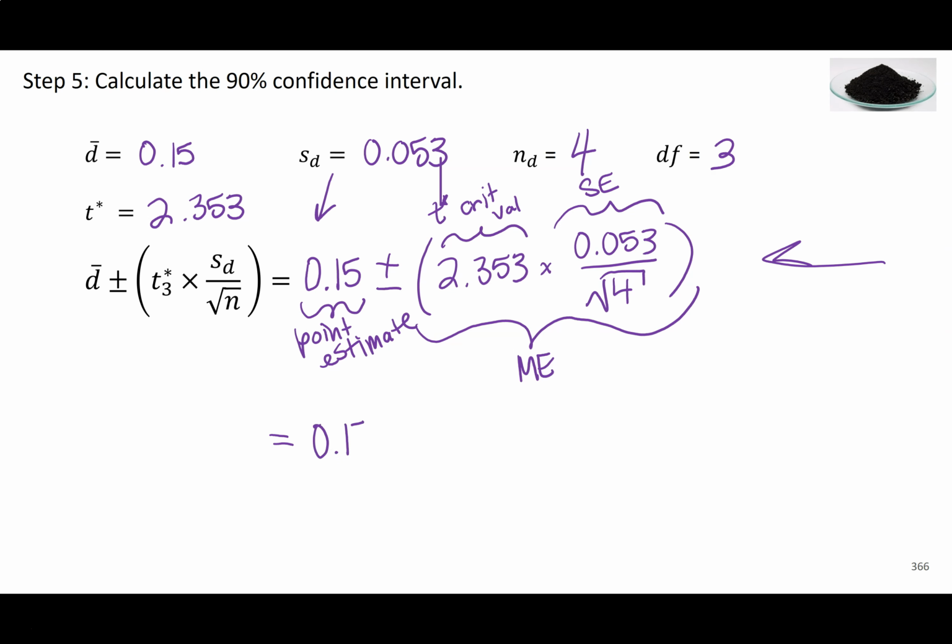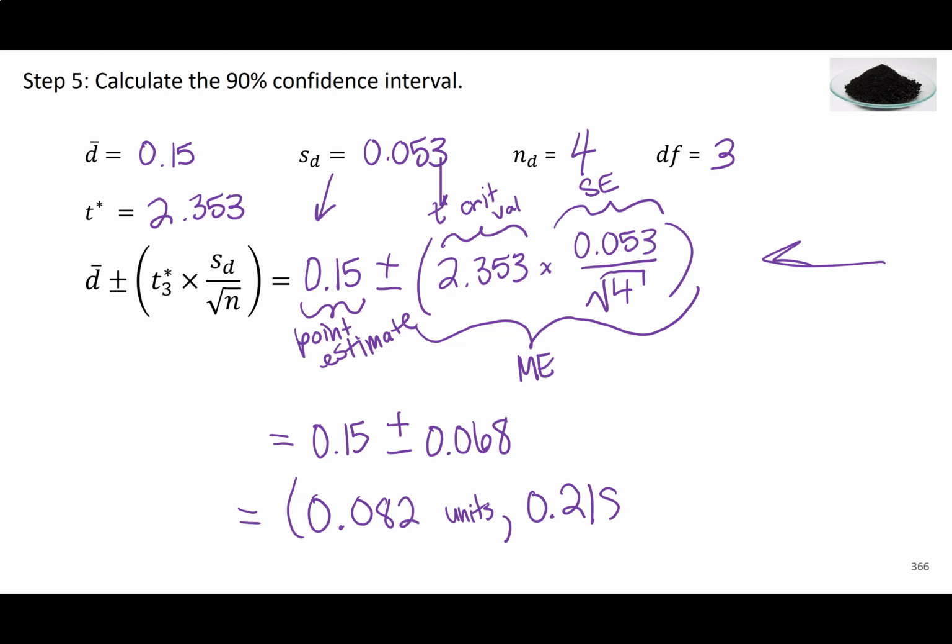So 0.15 plus or minus 0.068, probably did some rounding there, is equal to, put the smaller one first, 0.082, I'm going to write units, to 0.218 units. So there's my confidence interval.